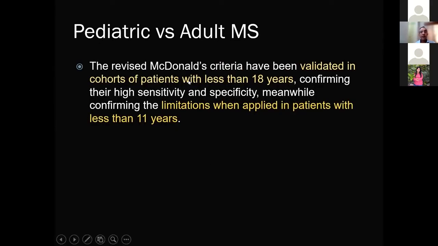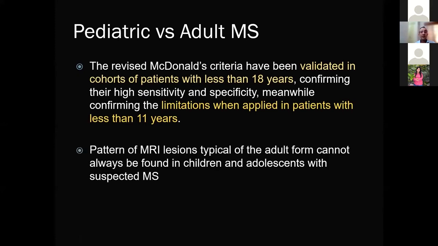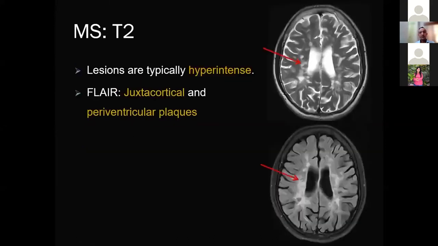Though the revised McDonald criteria is validated in patients with less than 18 years, there are limitations when these criteria are applied to pediatric patients less than 11 years of age. In addition, the pattern of the MRI lesions, which are typical of the adult form, cannot always be found in children and adolescents with suspected MS.